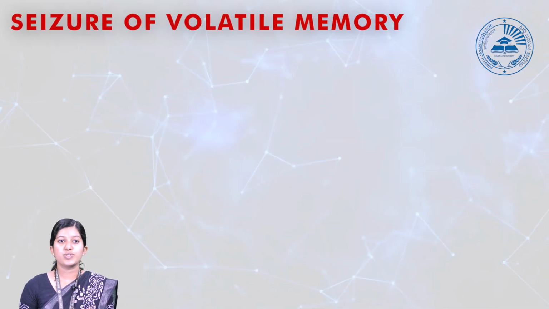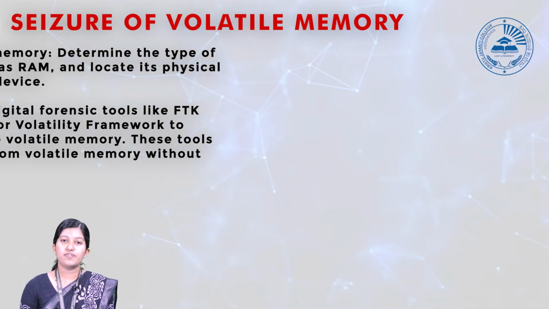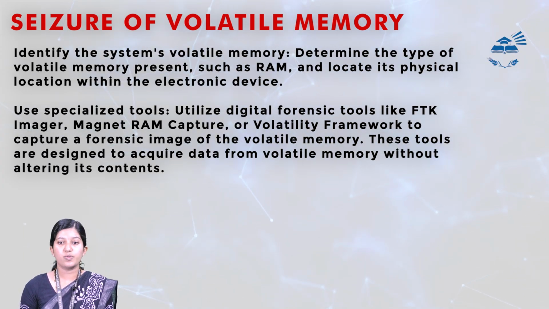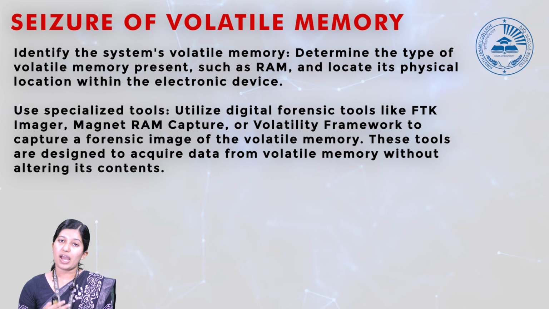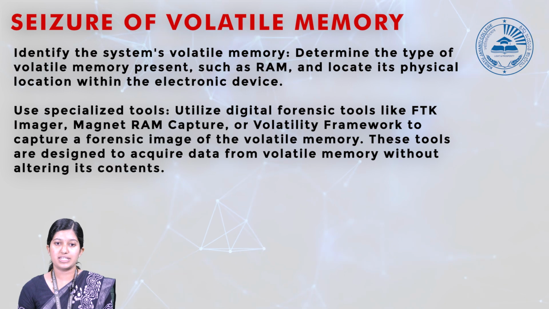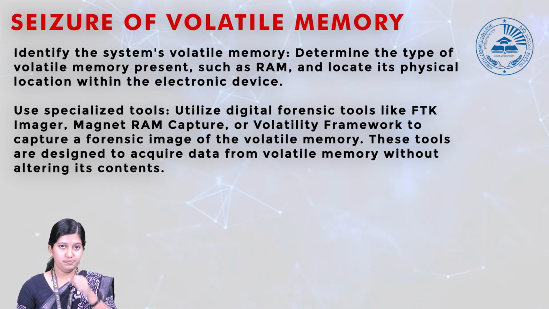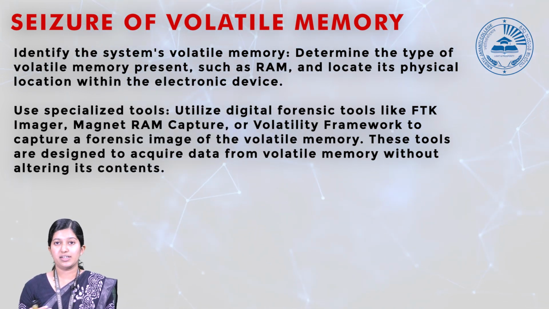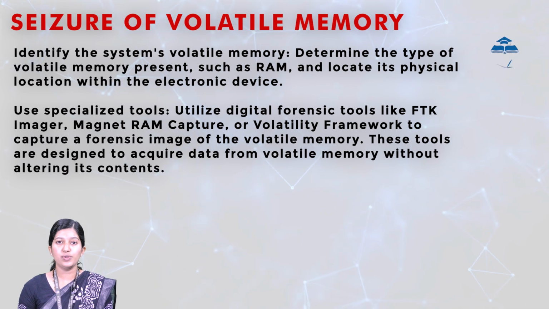Now we will see how to seize a volatile memory. So the first step is to identify the system's volatile memory. First we have to identify which system you are going to seize. In that you have to identify which type of volatile memory is present. Maybe it can have RAM, or maybe you want to take a cache or a register. So that you have to identify.